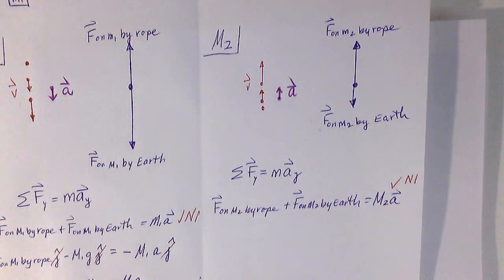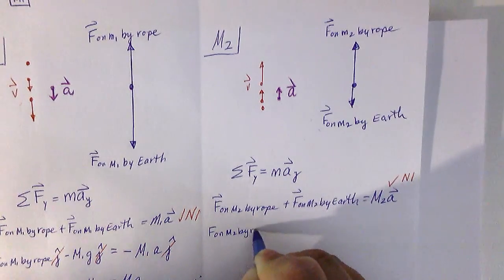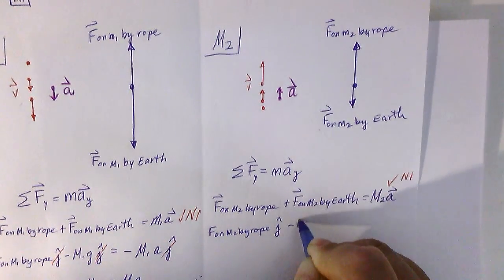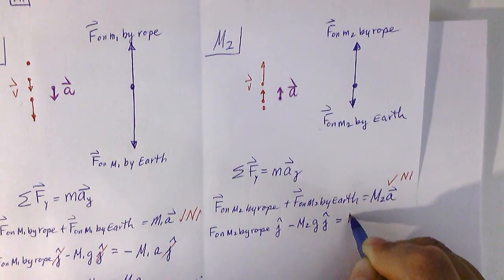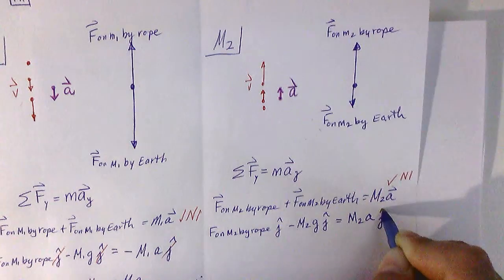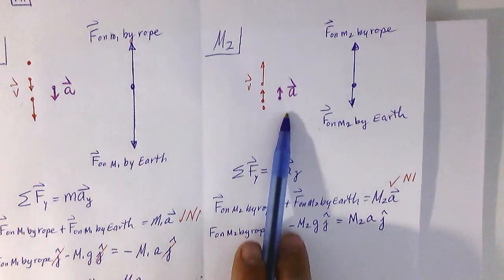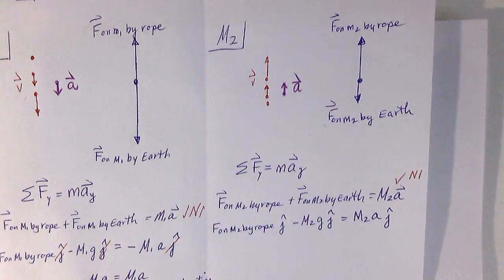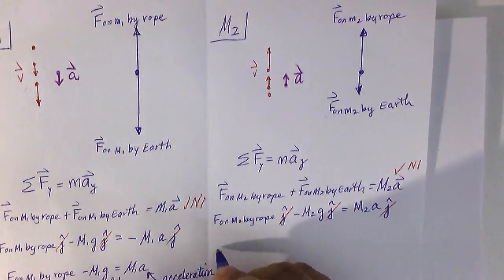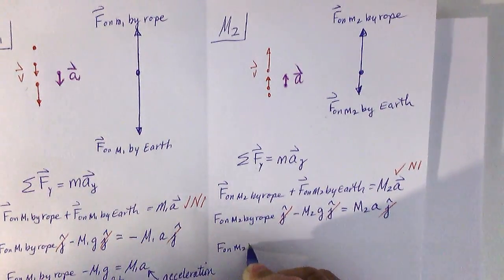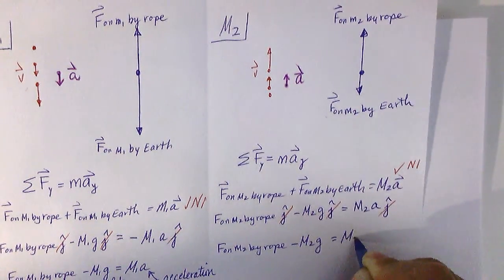Okay, so I'm going to now substitute in magnitude and direction. I have force on M2 by rope, J hat, minus M2 G J hat is equal to M2 A J hat. Notice here I don't have a negative because this is going up. It's accelerating upward. Crossing out my unit vectors, now I'm ready to look at my equation. I have F on M2 by rope minus M2 G is equal to M2 A.